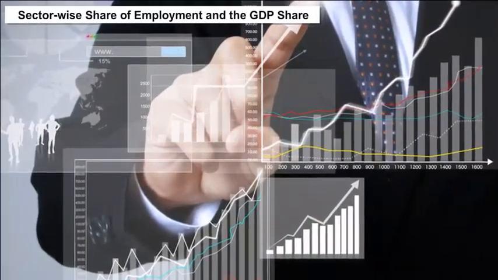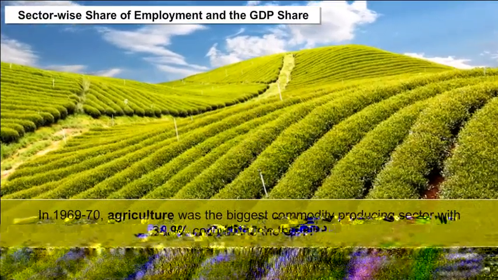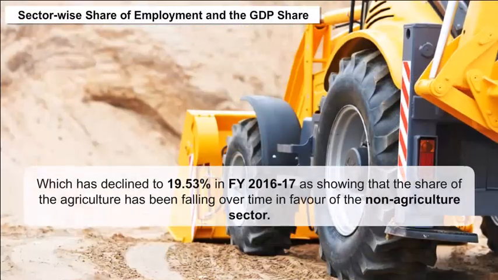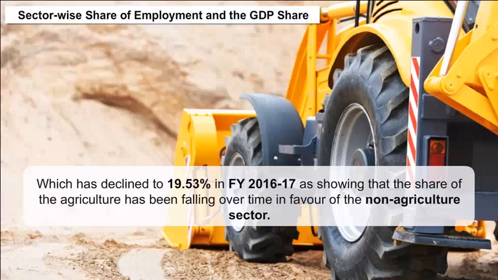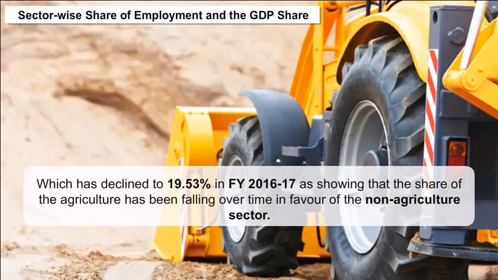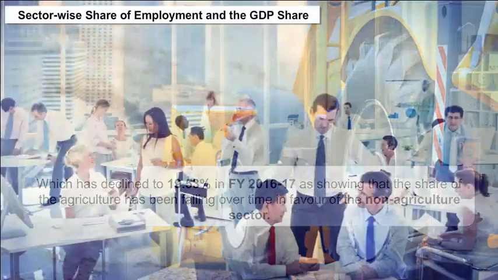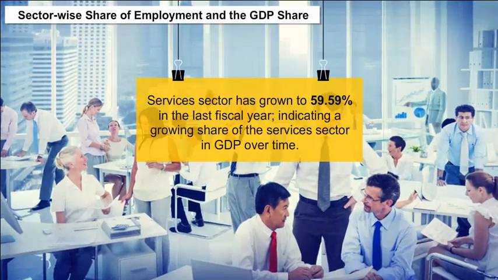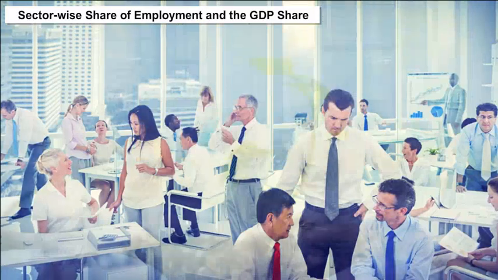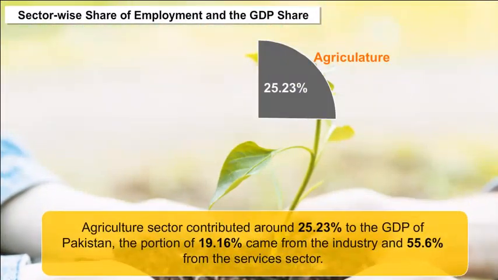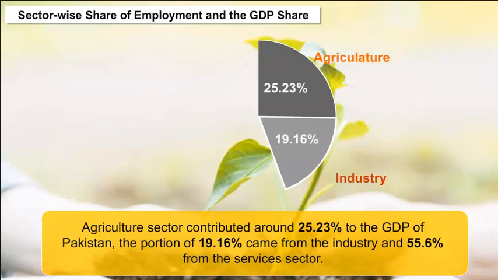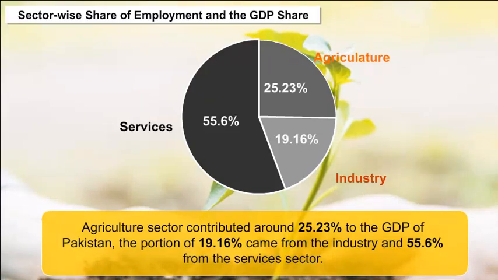Sector-wise share of employment and the GDP share. In 1969-70, agriculture was the biggest commodity-producing sector with a 38.9% contribution to the GDP, which has declined to 19.53% in financial year 2016-17. This has shown that the share of agriculture has been falling over time in favor of the non-agriculture sector. However, the share of the services sector has grown to 59.59% in the last fiscal year, indicating a growing share of the service sector in GDP over time. In 2016, the agriculture sector contributed around 25.23% of the GDP of Pakistan. The portion of 19.69% came from industry and 55.6% from the services sector.